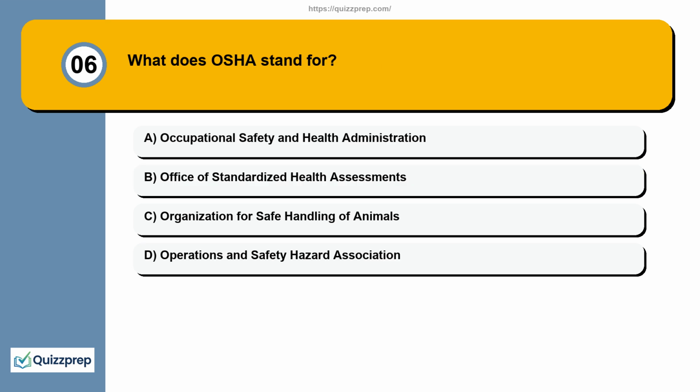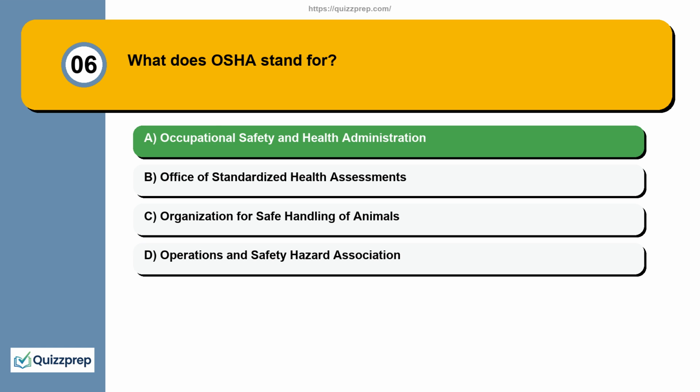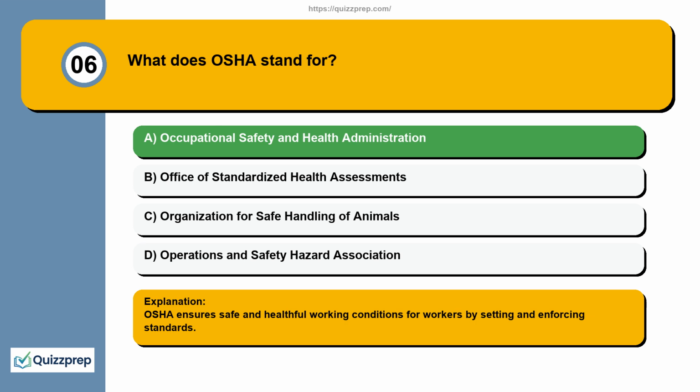Question 6. What does OSHA stand for? Here are your options. Option A. Occupational Safety and Health Administration. Option B. Office of Standardized Health Assessments. Option C. Organization for Safe Handling of Animals. Option D. Operations and Safety Hazard Association. The correct answer is option A. Occupational Safety and Health Administration. Explanation. OSHA ensures safe and healthful working conditions for workers by setting and enforcing standards.